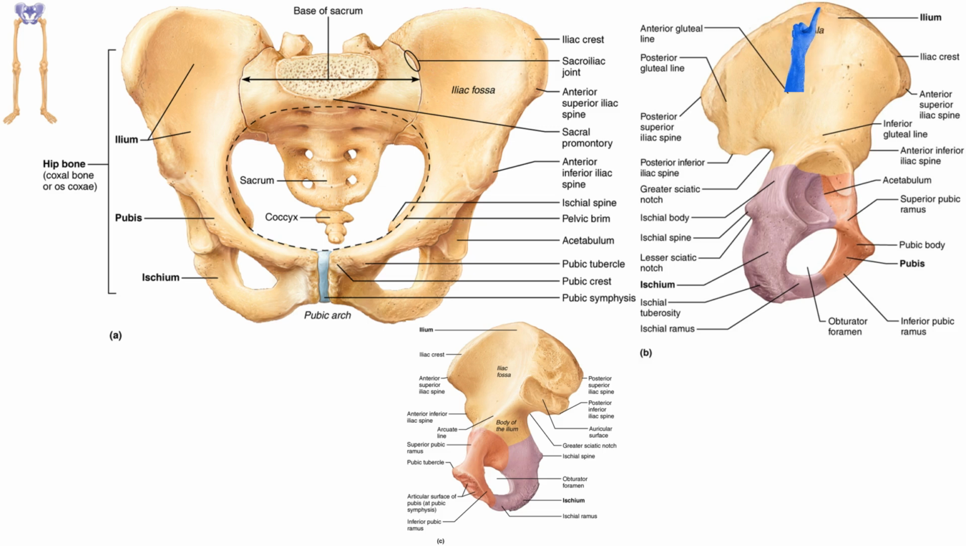Now, identify the 4 spines. The anterior superior spine is our key landmark for the front, then the posterior superior spine for the back. Below these are the anterior inferior spine and the posterior inferior spine. Just below those is the deep greater sciatic notch.